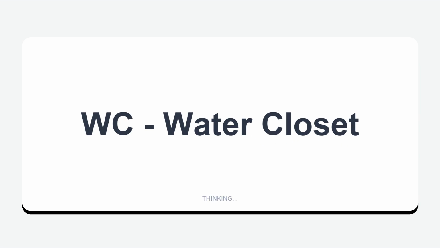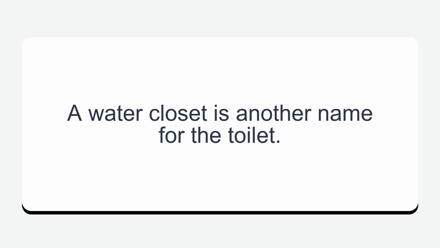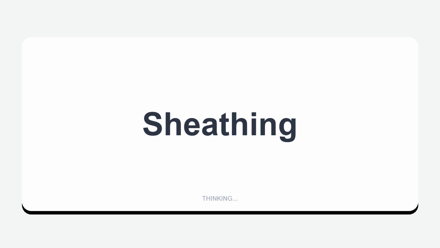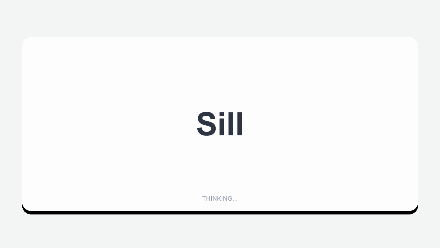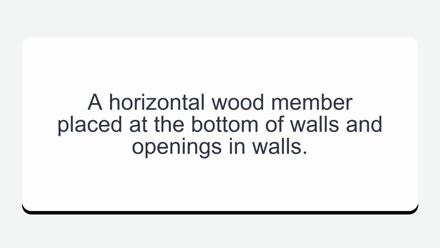WC water closet. A water closet is another name for the toilet. Sheathing. A covering placed over exterior studs or rafters that serves as a base below the exterior finish materials. And sill. A horizontal wood member placed at the bottom of walls and openings in walls.